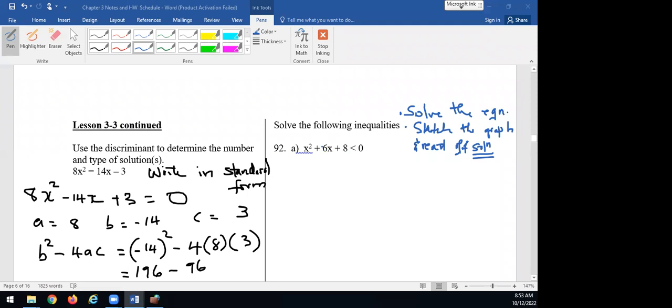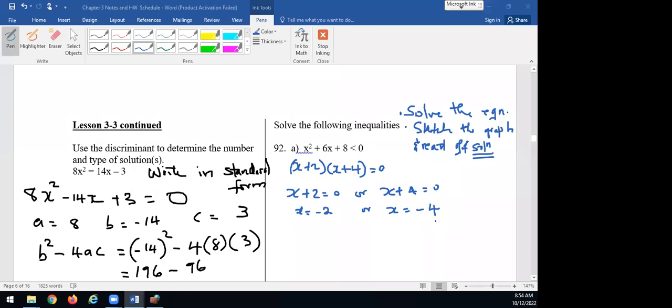2 and 4. 2 and 4, good. So this is just going to be x plus 2 times x plus 4 equal to 0. I'm solving the equation first. I'm converting this to an equation. Now use your zero product property. What are the values now? You know that x plus 2 equal to 0, or what's the other possibility? x plus 4 equal to 0. So x would be what? x is negative 2, or x is negative 4.